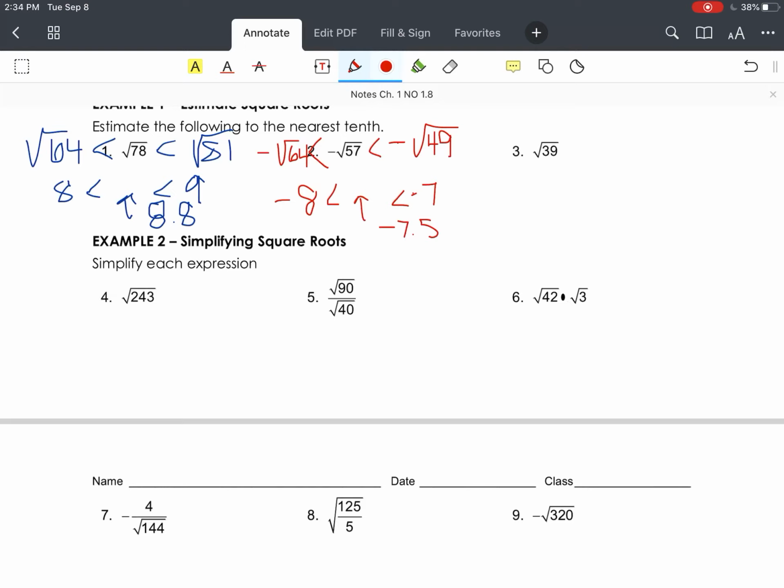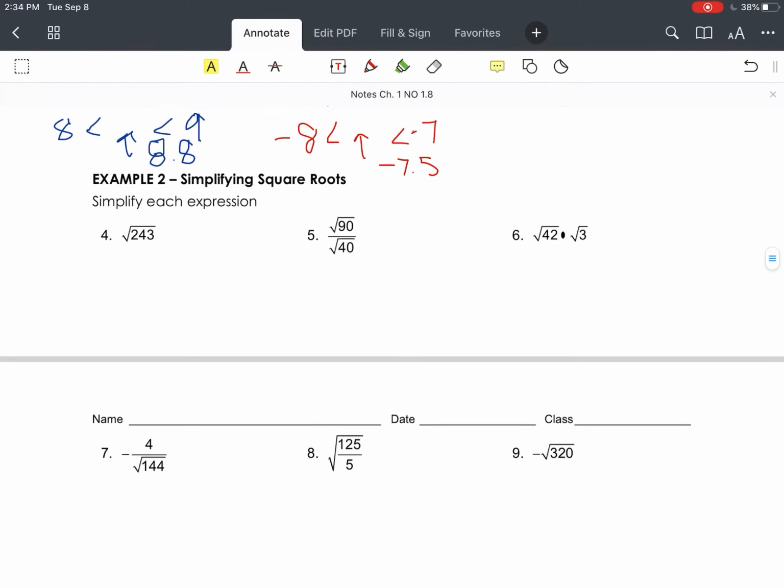So pause the video, see if you can come up with a square root estimate for a decimal for root 39. So what are the largest perfect squares that it's close to on either side?